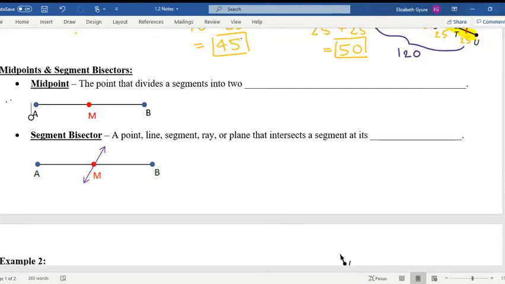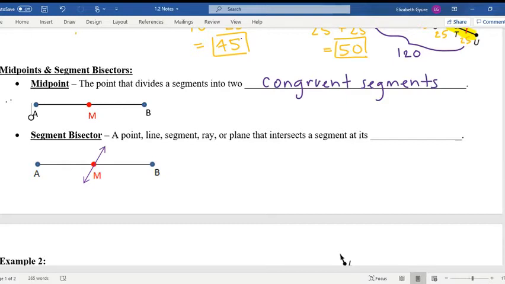So in this second video, we're going to look at midpoints and segment bisectors. So a midpoint, right? Dissect your word. A midpoint is a point that's in the middle technically, but our proper definition is a point that divides a segment into two congruent segments. So it's a point that divides a segment into two congruent segments.